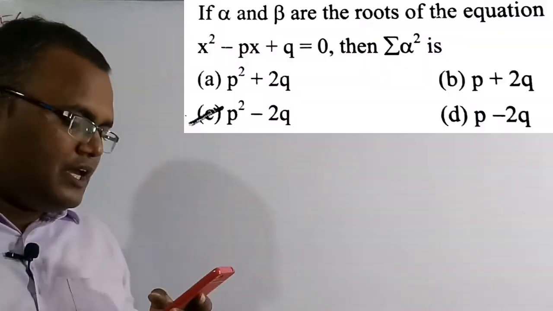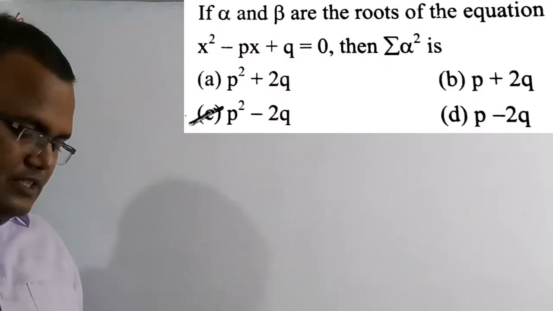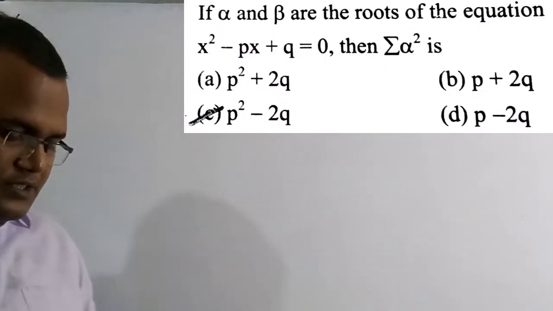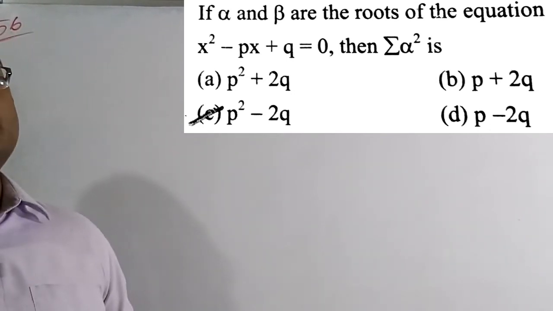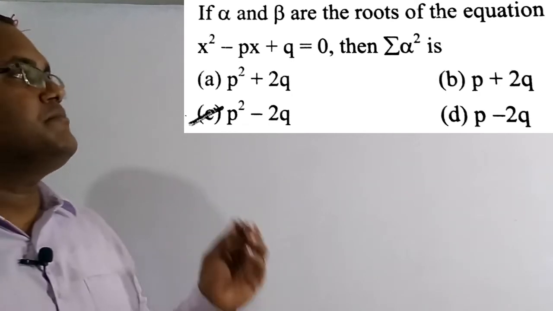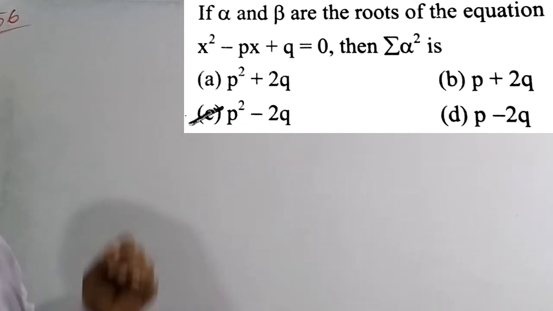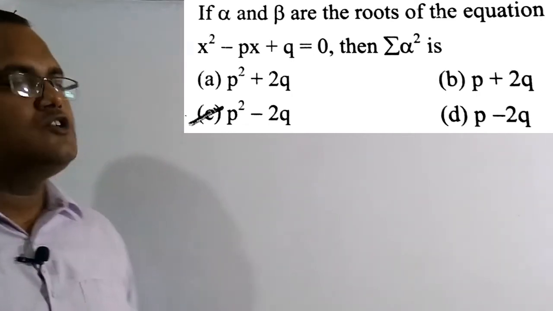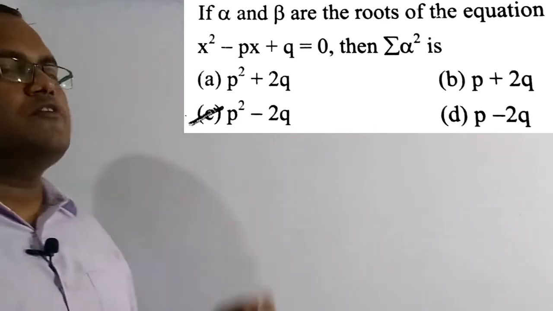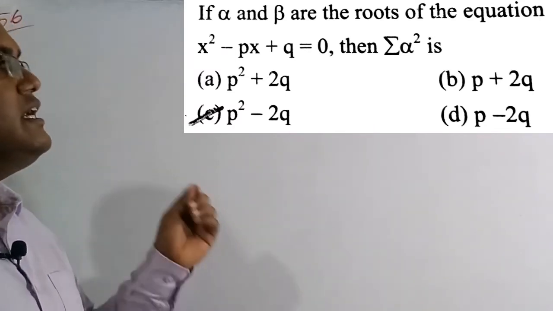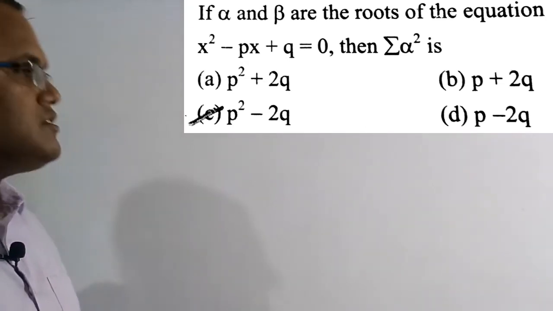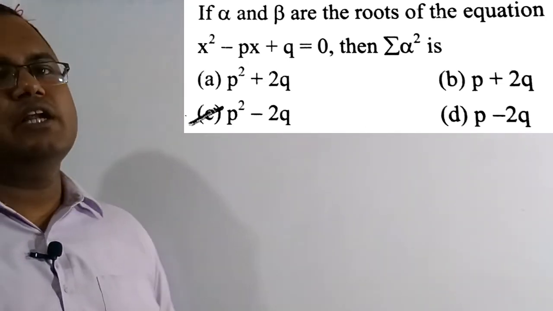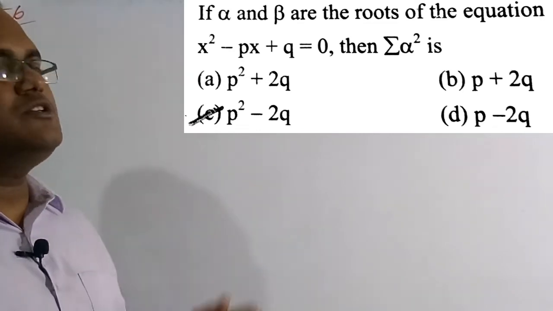See the question here. If alpha and beta are the roots of the equation x square minus px plus q is equal to 0, then summation of alpha square, means we have to find what is the summation of square of roots. Then what is the net solution we need to figure out. So alpha and beta are the roots of this equation, then we have to find what is the sum of the square of the roots we need to figure out. So what are the four options? Option C, p square minus 2q is the correct solution of this question. So let's solve this numerical.